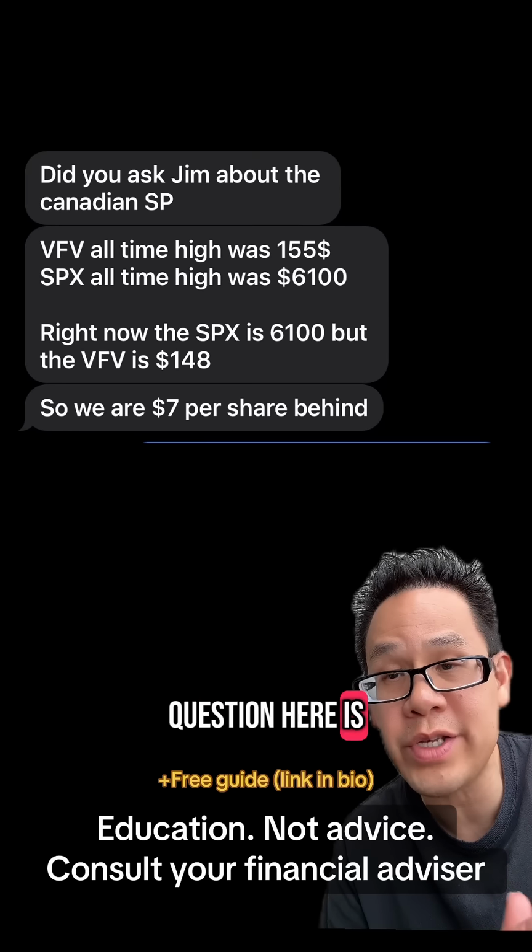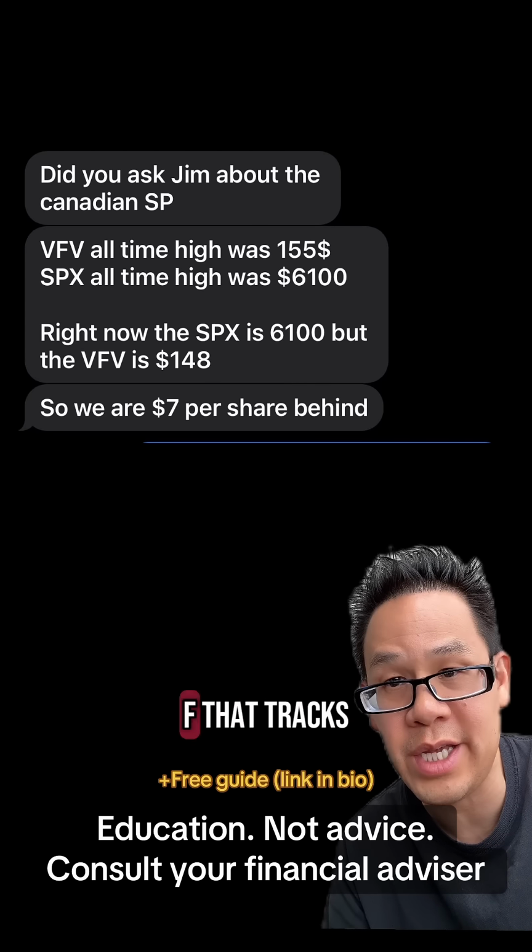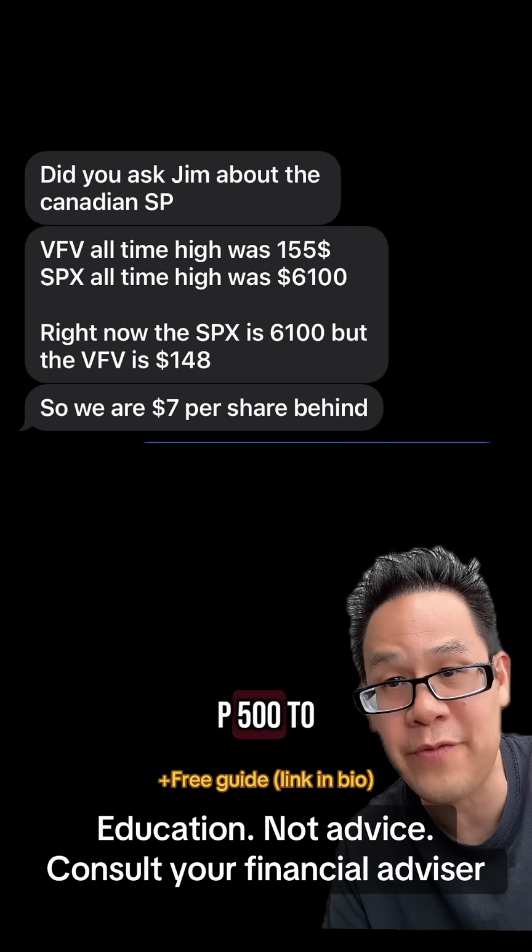The question here is comparing VFV, Canadian dollar denominated ETF that tracks the S&P 500, to the index SPX and wondering why there's a difference. Let's look at all three together. The S&P 500 navy blue line is the index. The market is at 6,088.91. That is points, not dollars.